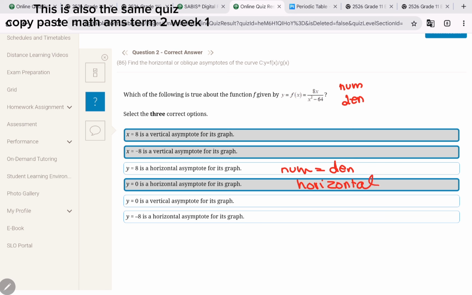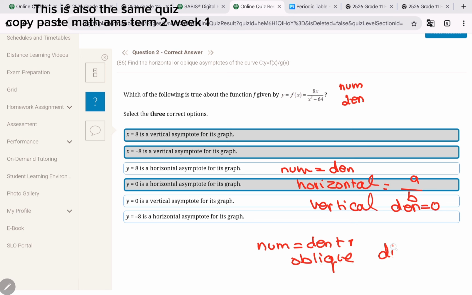If the exponent of the numerator is equal to the exponent of the denominator, then we'll have a horizontal asymptote where it's gonna be a over b. Vertical is always what? Vertical is always the denominator equals 0. If our numerator is equal to our denominator plus 1, then directly we have an oblique asymptote, meaning we need to do the long division. And then last but not least, if our numerator is smaller than our denominator, then directly we have a horizontal asymptote, which is y is equal to 0.